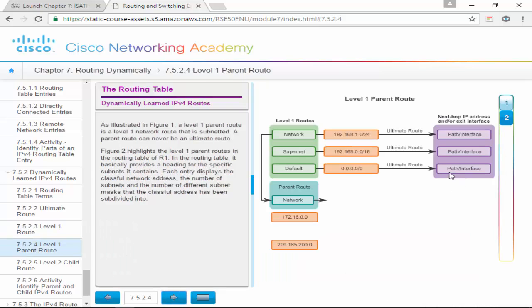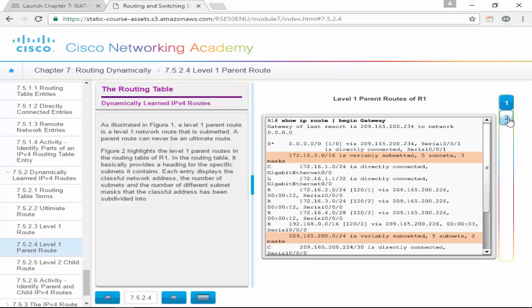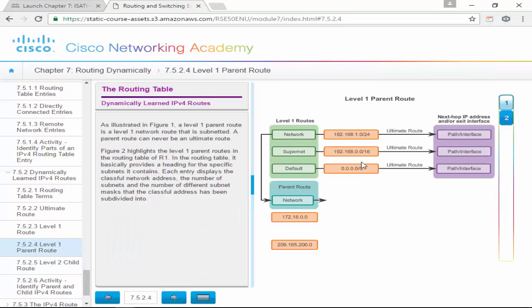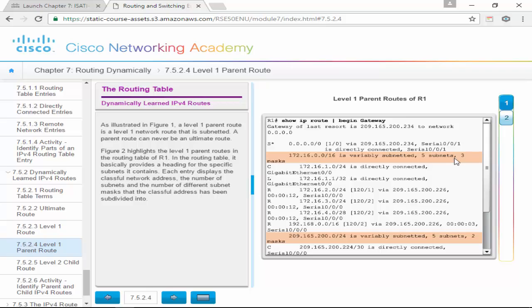Then we have a level 1 parent route, which is where it shows us that a route is variably subnetted. So we have multiple routes subnetted from the same classful boundary. So a parent route is at the classful boundary. Or as they say, a level 1 parent route is a level 1 network route that is subnetted. A parent route can never be an ultimate route. An ultimate route is going to be how we're actually getting there. So a parent route just says, hey, it's just information in this table. Like, this is an ultimate route. It's how we get somewhere.